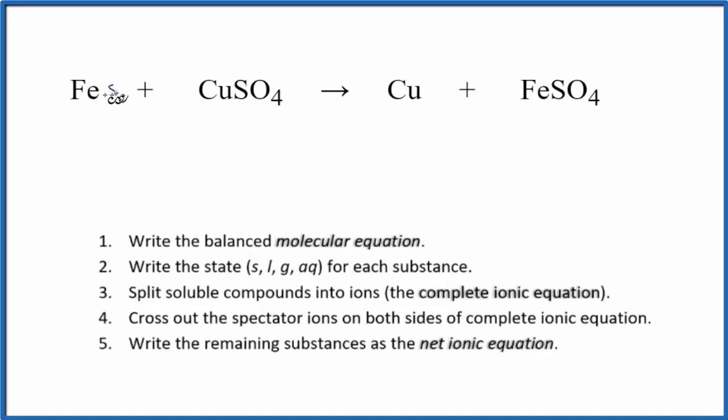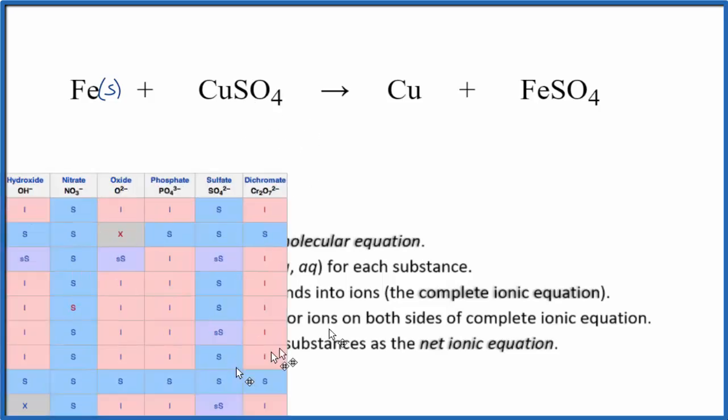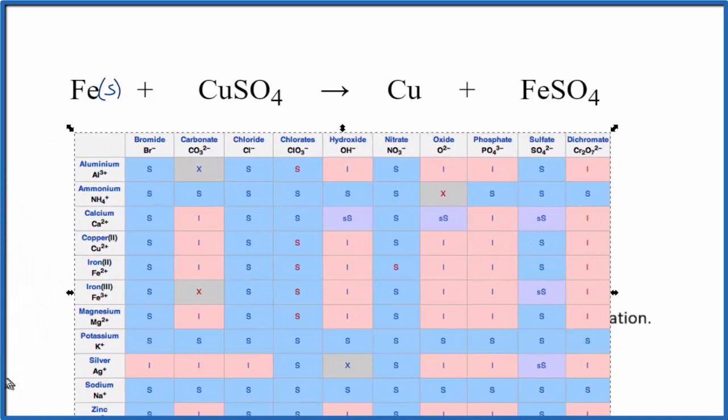Then we write the states. Well, iron, that's a metal. And then copper sulfate, we should probably look up and see whether that's soluble or insoluble, and we can use a table of solubility to figure that out. So we look at our table here, and we're looking for copper. There's our copper 2, Cu2+, and then way over here is the sulfate. And it says that it's soluble. Since this is soluble, it'll dissolve in water. It'll dissociate or split apart into its ions.